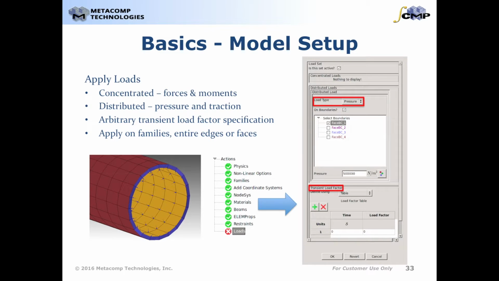Applying loads. In CSM++, the user can define several load sets, each consisting of concentrated or distributed loads. Concentrated loads could be forces or moments, and distributed loads could be pressure and surface traction. For transient problems, the user can also specify an arbitrary load factor. These loads can be applied on families created by the user or entire edges or faces of the structure.